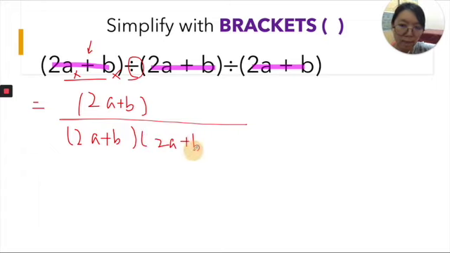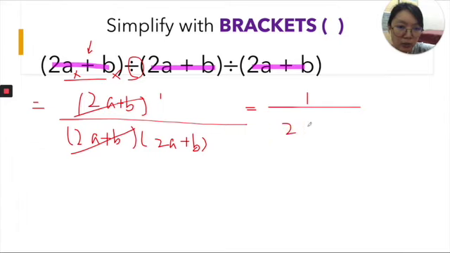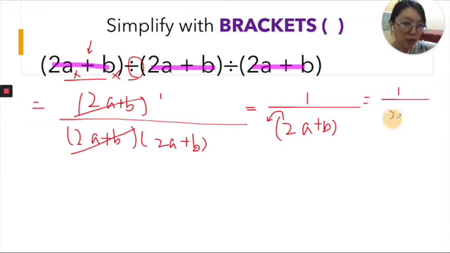Alright? The whole thing. On top, I slash them off. The whole thing at the bottom, I slash them off. Only with bracket I can slash them off. What is left up here is 1. So 1 divided by 2a plus b. Don't forget your bracket. You can also take out the bracket by how? Check the sign in front. If there's nothing, you can just throw away the brackets by putting 1 divided by 2a plus b.